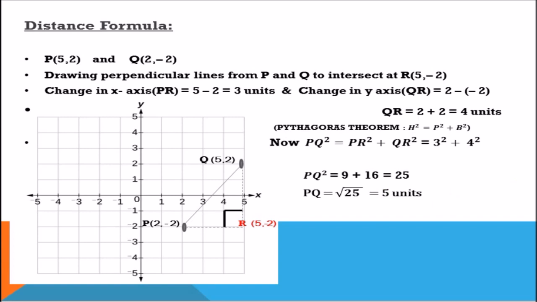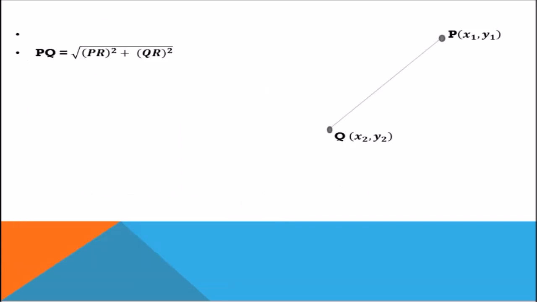So we have calculated the length of PQ using the Pythagoras theorem. So do we have to do this all the time to find the distances? No. We can formulate a very simple formula from this. This was done in order to relate the distance formula with the Pythagoras theorem and also to understand how we can derive the distance formula. So I hope this is clear till here. Now let us see how we can derive the distance formula.